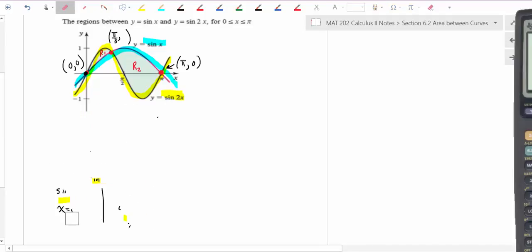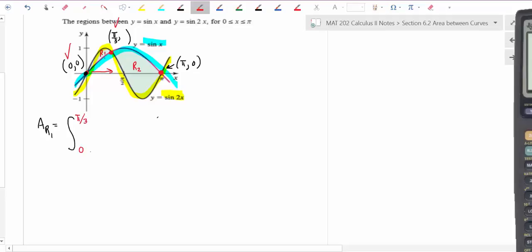And then we're going to set up the integrals and work out the integrals. Okay, all right, so let's do the area of region 1. When we set up that integral, we're going to be integrating from 0 to pi over 3, so we're moving from left to right. So we'll set up the limits of integration from 0 to pi over 3.